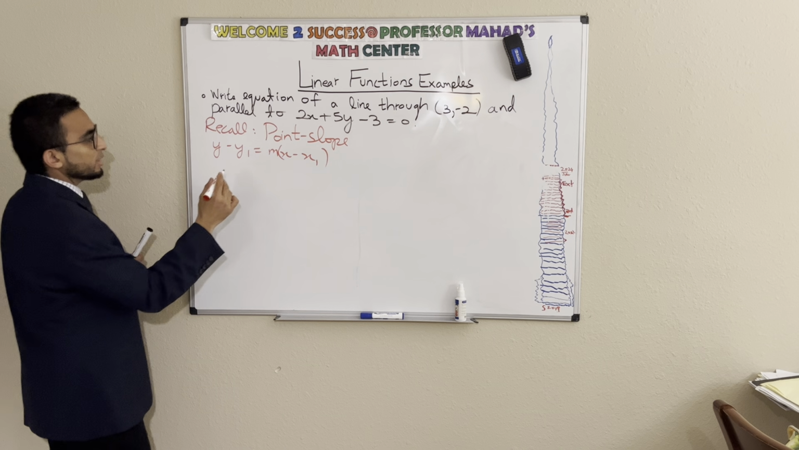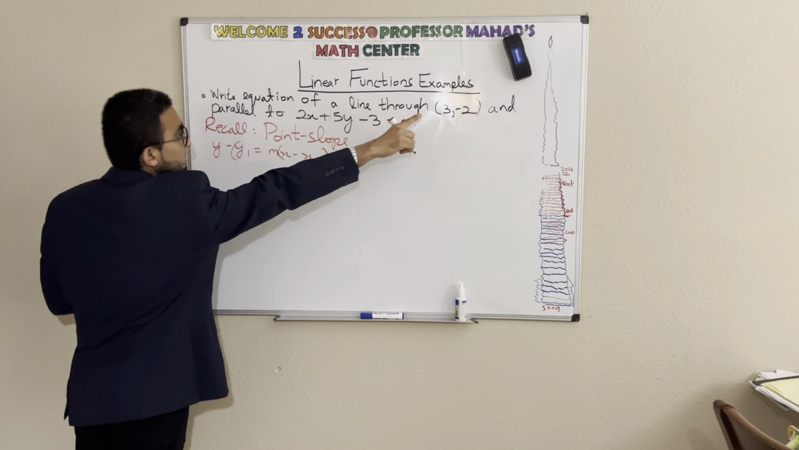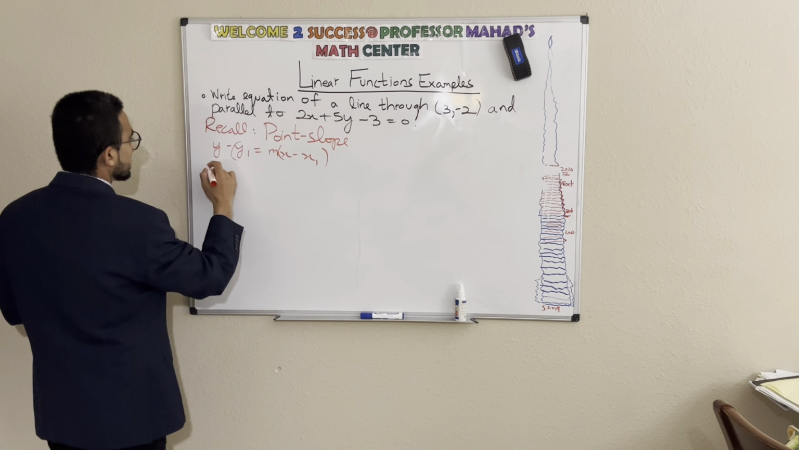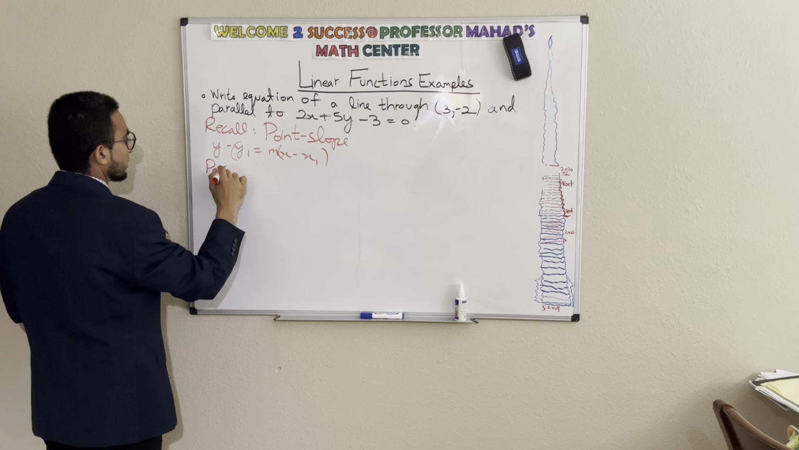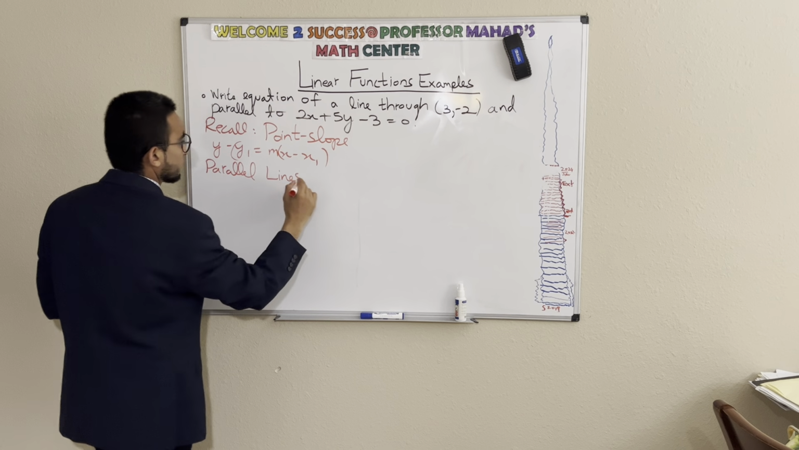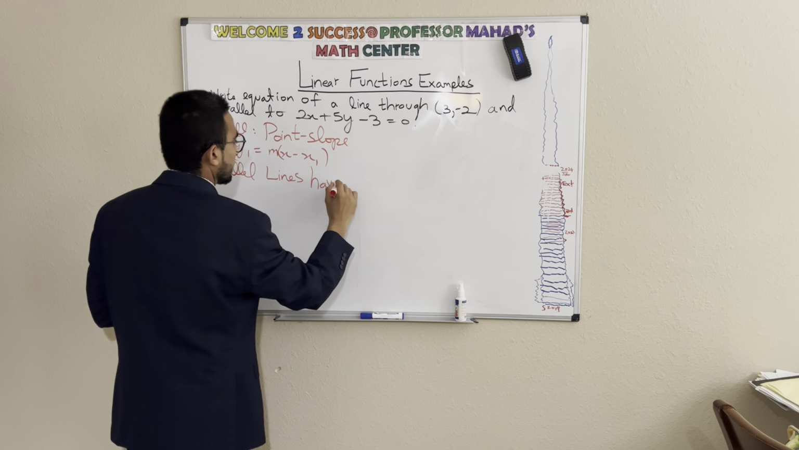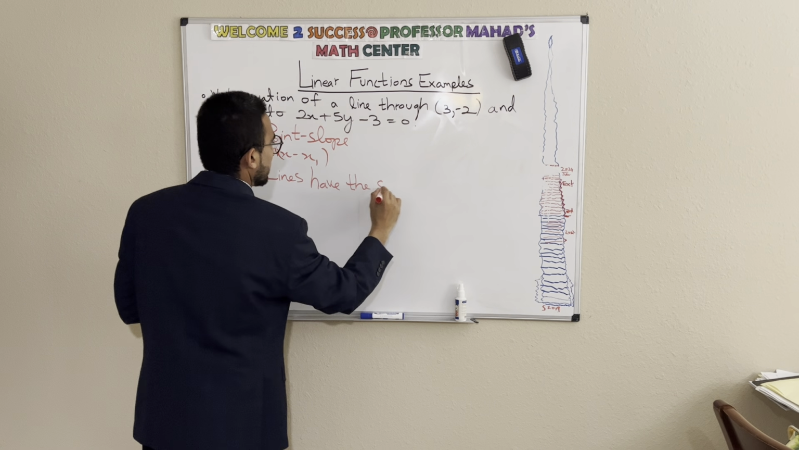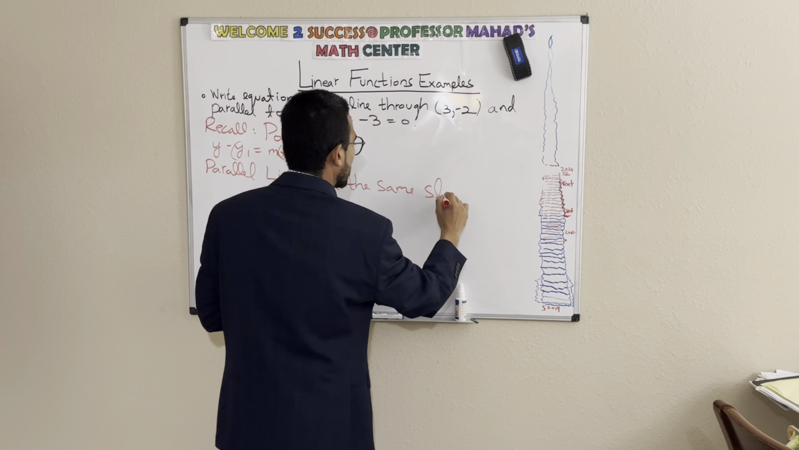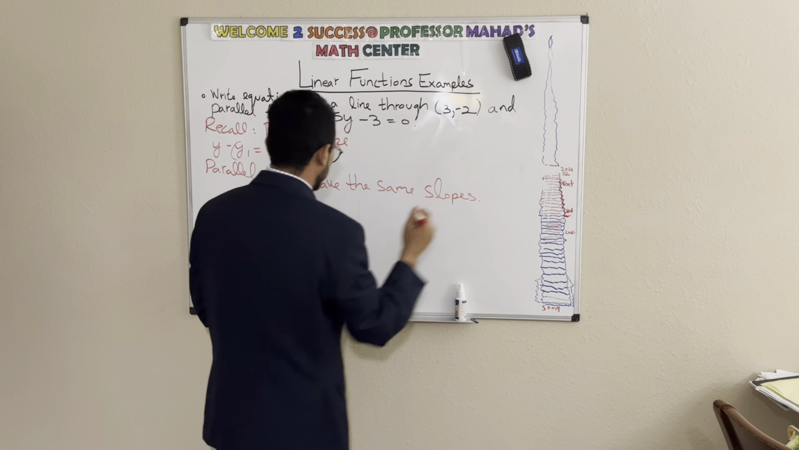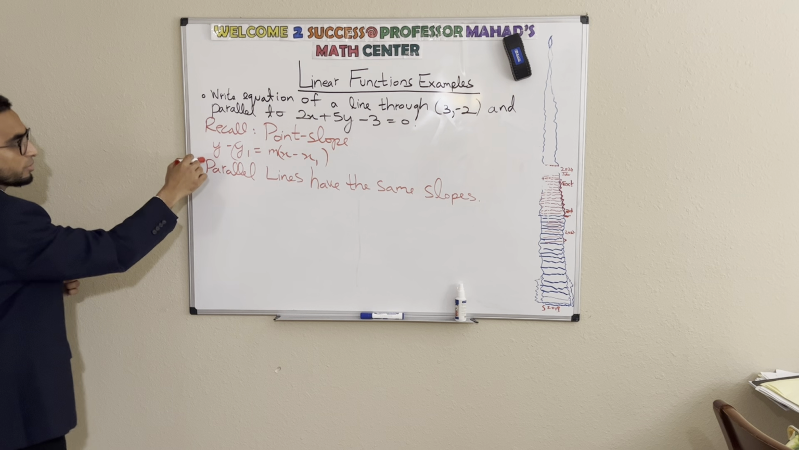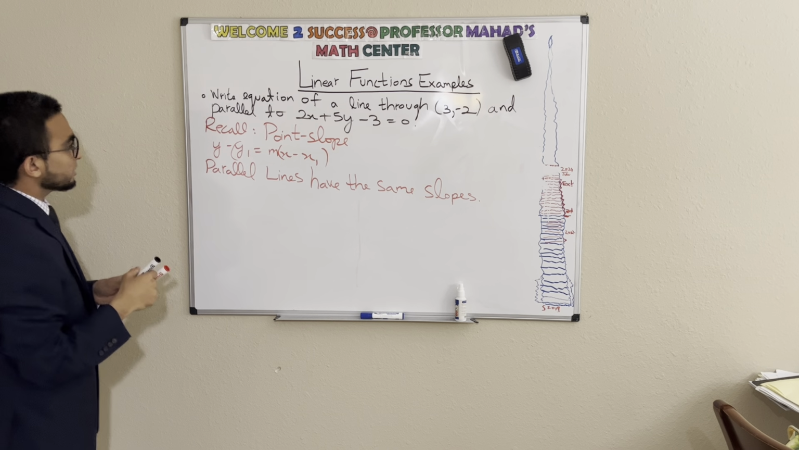So remember, we needed 1 point, which is given in this case, and we need the slope. Now if you guys recall, parallel lines have the same slopes, right? So these are 2 things to remember. So let us find the slope.